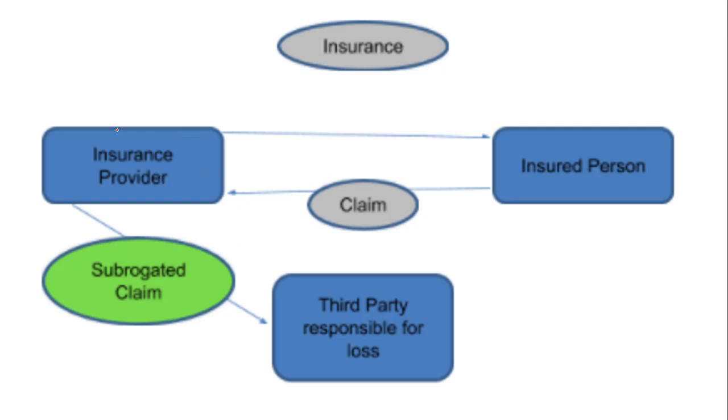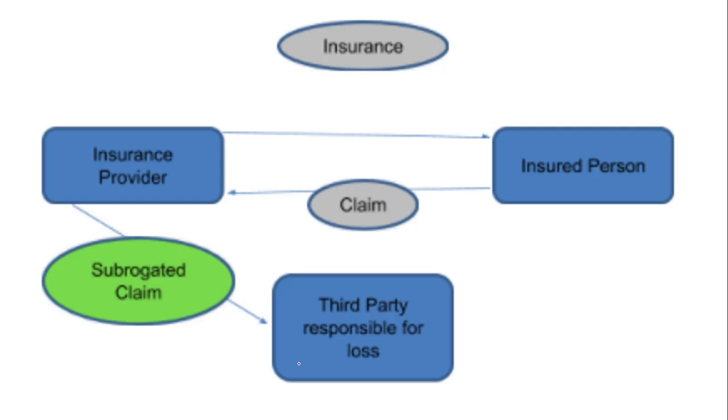Suppose you are an insurance provider. Suppose you are Tata Private Limited, and there is a person who has taken insurance from Tata and has suffered a loss. So he has put in a claim, and Tata will pay the claim. After paying the claim, Tata will subrogate the rights from him and see why he suffered the loss. Tata will go after the person who caused the loss, that third party, to recover its own loss.